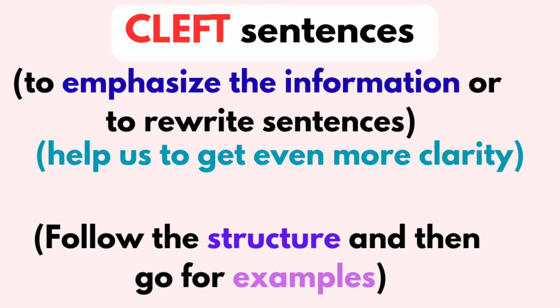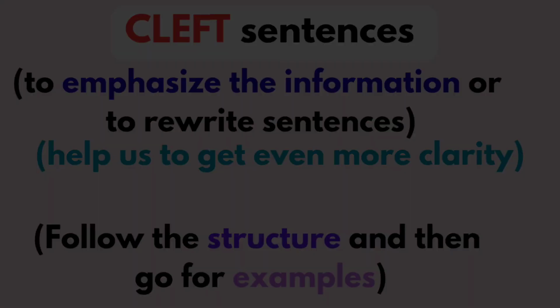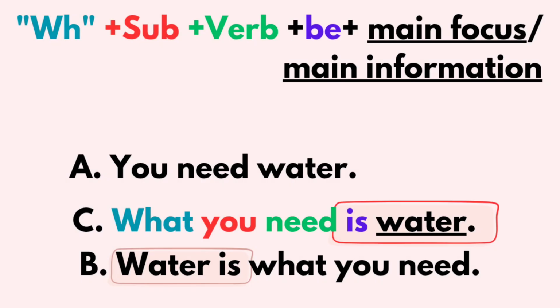First, we will look into the structure, then go for examples. Here, structure plays an important role. Without structure, you cannot frame cleft sentences. We will see examples, no need to worry about that. Look at the structure. WH form word plus subject plus verb plus be form, is or was, plus main focus or main information. We will see examples one by one.